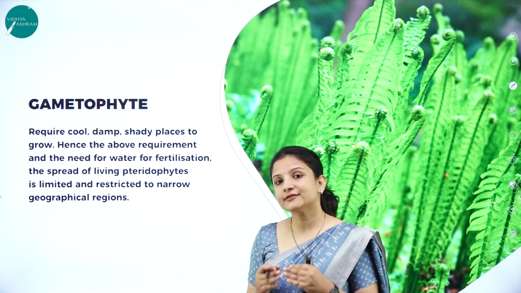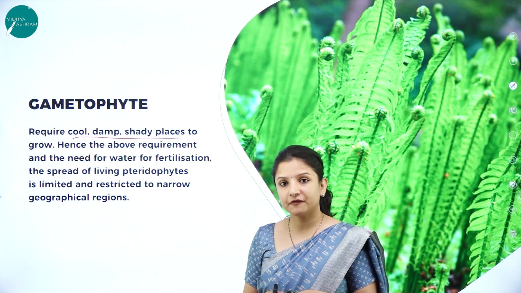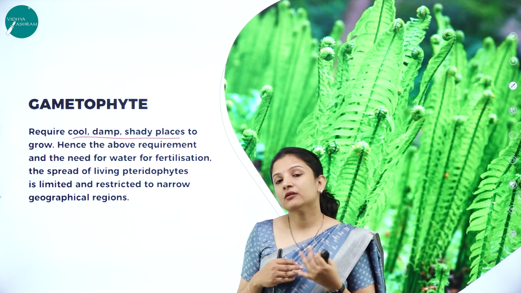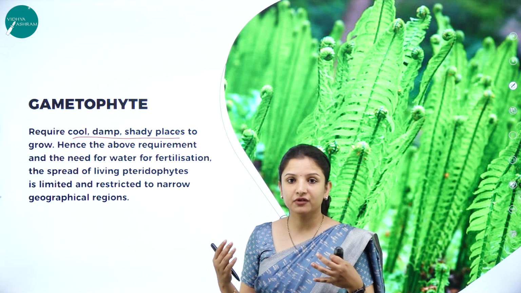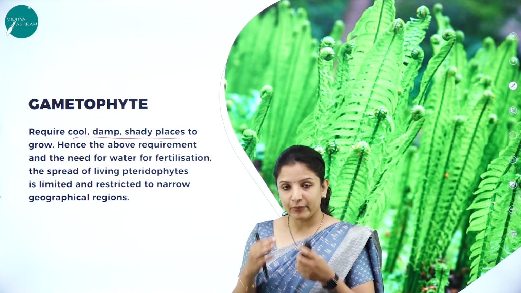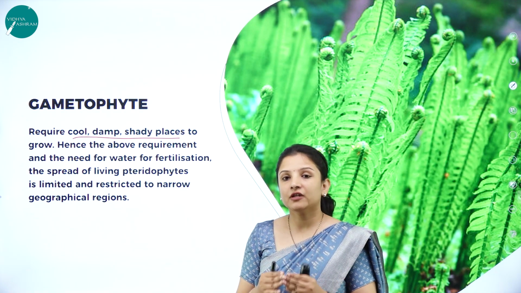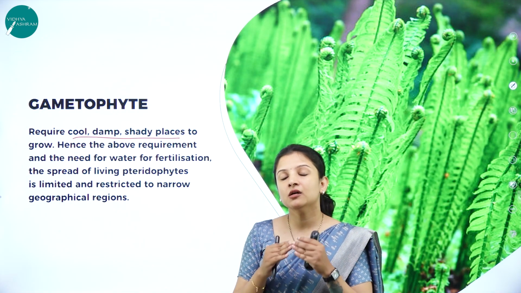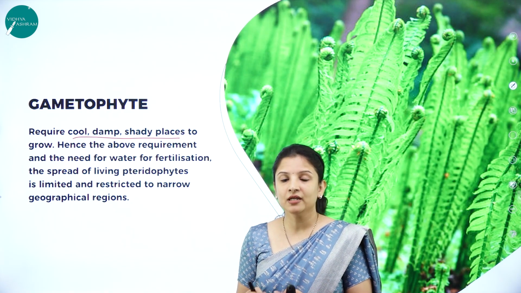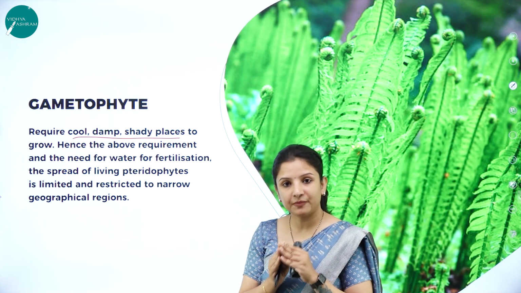Now I told you pteridophytes always need cool, damp, shady places to grow, right? Why do they always prefer cool, damp, shady places to grow? You don't find pteridophytes in abundance everywhere. Only in the hilly regions or on the banks of rivers and streams, where there is continuous flowing of water, you find them. Why? Because the gametophytic stage or phase of pteridophytes always requires water. If the male gamete has to travel to fuse with the female gamete, it always needs water. That is why pteridophytes usually prefer moist and damp places for their growth.